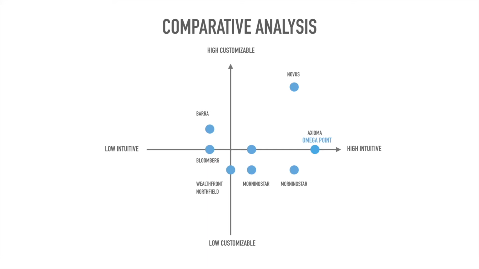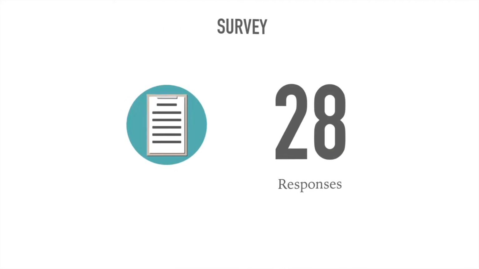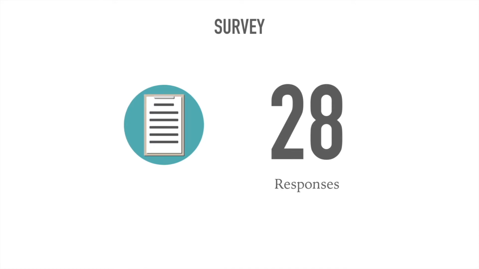From here, we then went into a comparative analysis. So we used both a comparative matrix as well as a 2x2 matrix to compare OmegaPoint to direct, indirect, parallel, and analogous competitors, really allowing us to discover OmegaPoint's strengths and weaknesses. The 2x2 matrix that you see here shows how OmegaPoint compares to 9 competitors on the dimensions of intuitiveness and customizability.